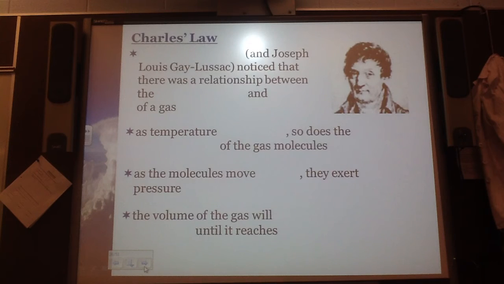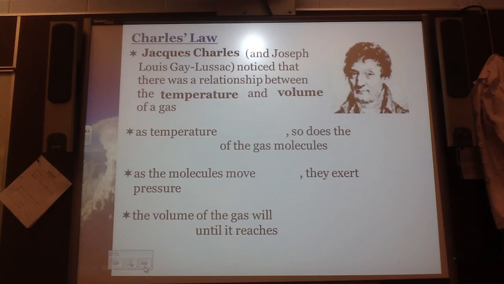So let's move on to the actual equation now. This equation was developed by Charles. He noticed that there was a relationship between the temperature and, what do you think? What do you think he's going to observe? Relationship, what have we been talking about? Temperature and volume. You guys are on it. It's Friday, but you're still with it. You're with me.